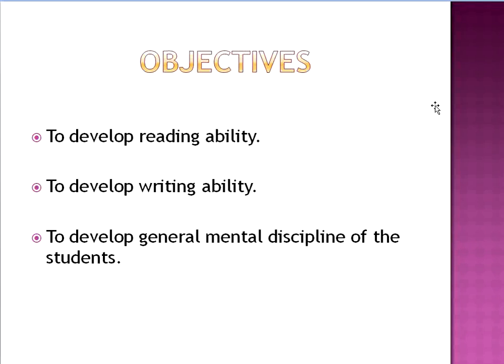Okay, what is the third objective? To develop general mental discipline of the students. So in a sense we can say it is a sort of mental exercise. Throughout grammar translation method, students are given opportunity to work on mental exercise. So that means they will get what? An opportunity, a platform to work out mentally. Getting the point? So that's why, from that particular point of view, what is the third objective of grammar translation method? To develop general mental discipline of the students. So this is all about the objectives of grammar translation method.